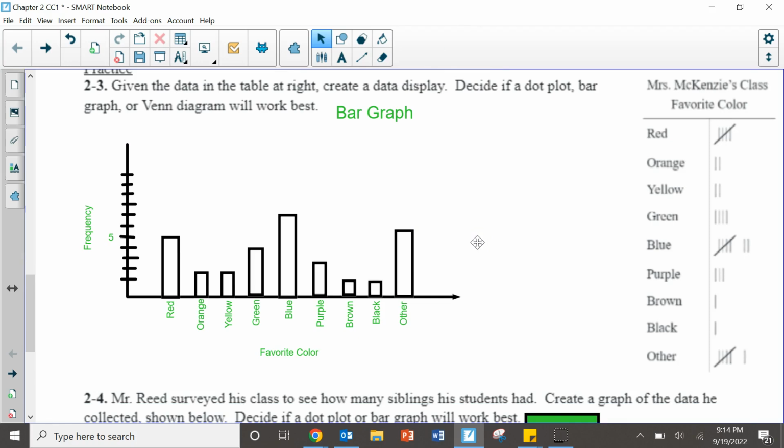So obviously I have my axes, my X and my Y. My Y is the up and down, and it's showing the frequency. The height of my bars is how many students said their favorite color was such. Red: I can see in the data she collected that 5 students said they liked the color red. So I make my bar up to 5.